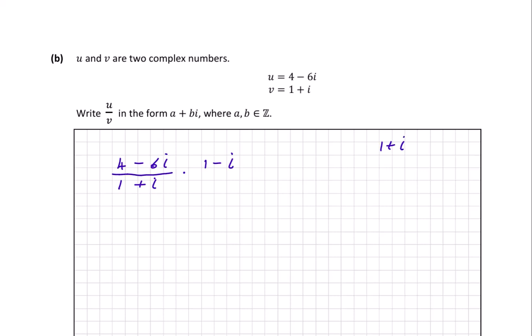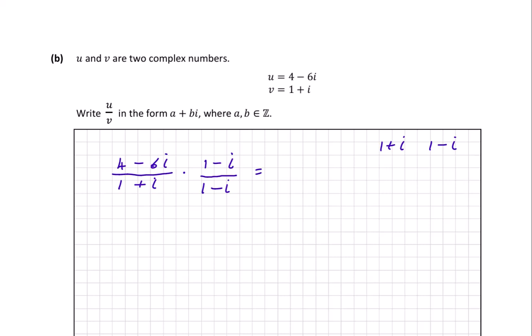1 plus i is on the bottom. Its conjugate is 1 minus i. So you multiply it by 1 minus i over 1 minus i. Now that's just really 1. Anything divided by itself is just 1. So we're multiplying the fraction by 1, which doesn't change it, but it's just going to change the way it looks. So let's do that then.